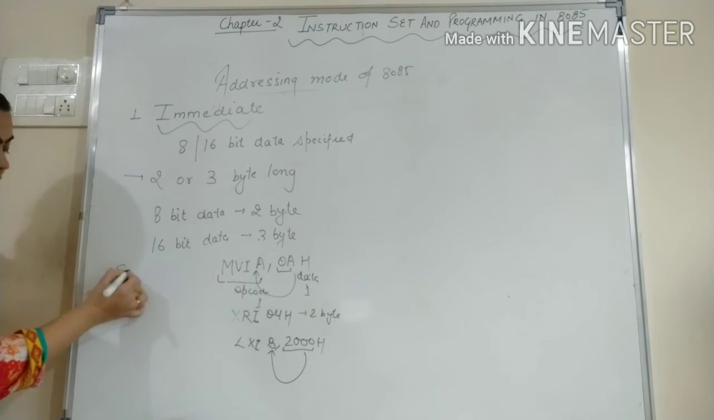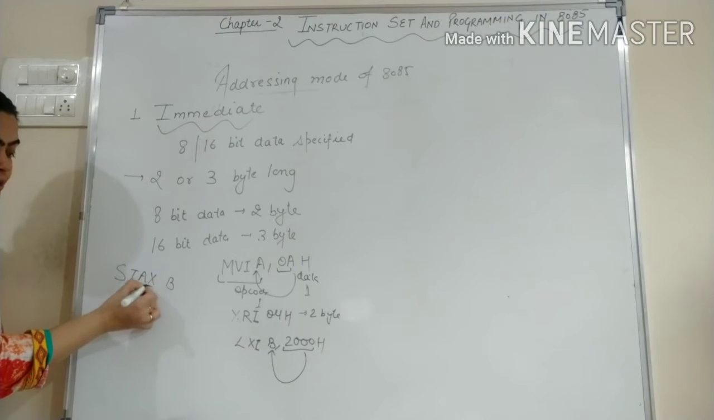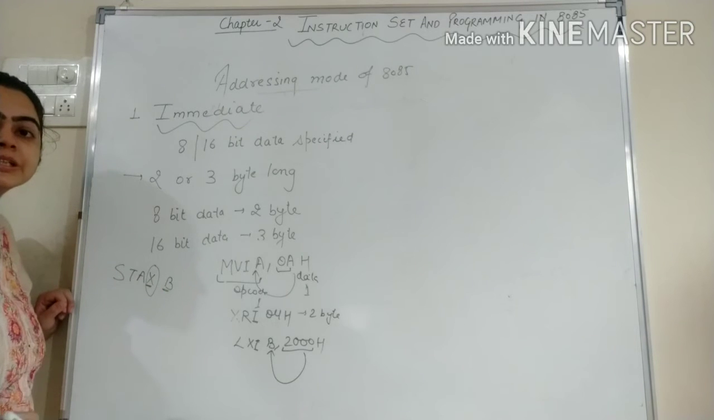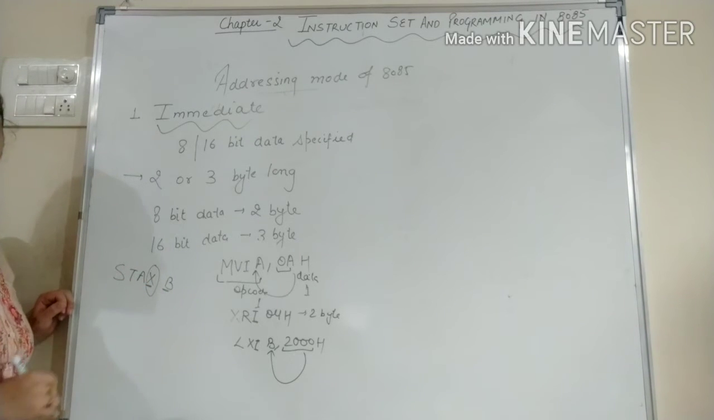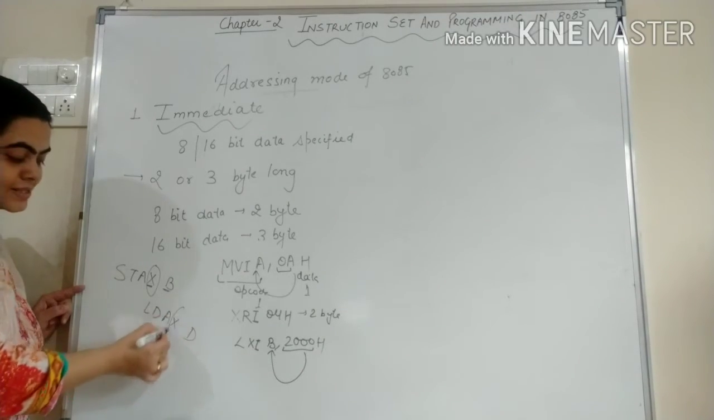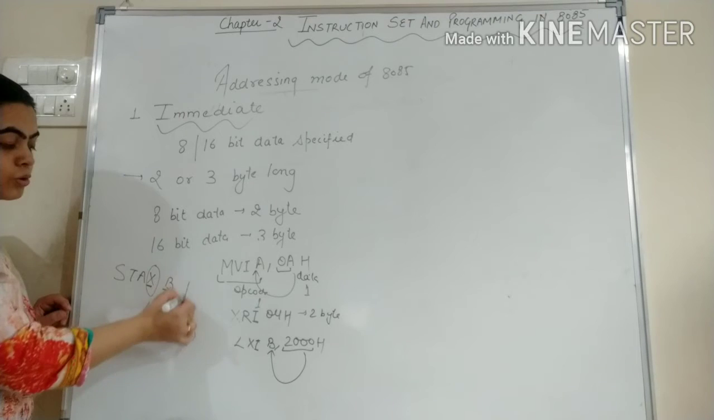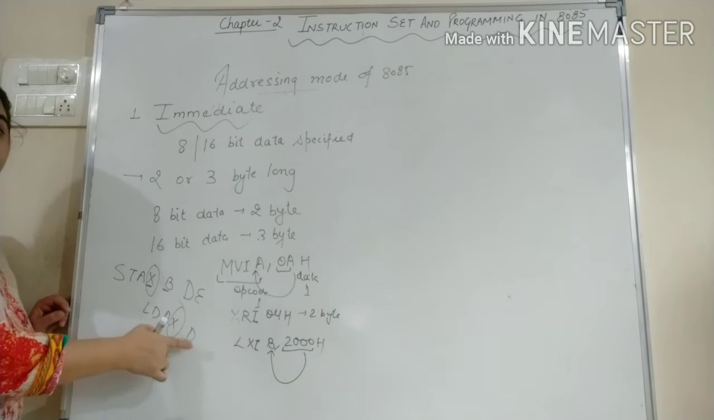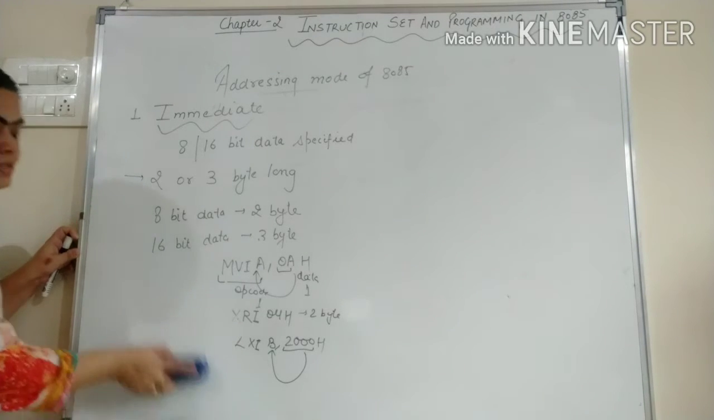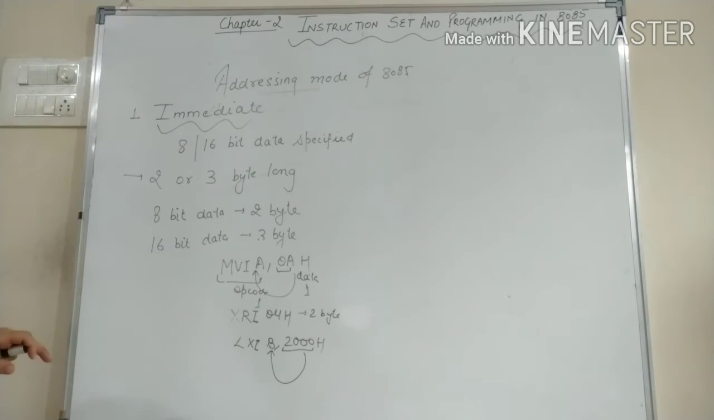We have some other examples, that is STAX B. Again in this instruction you can see X, so we are talking about the BC pair, not B only. We have another instruction, LDAX D. Again X is given, so we are talking about the DE pair, not only the D register. So any instruction which contains X refers to the register pair and not a single register. Okay, so these instructions are the immediate type of instruction.